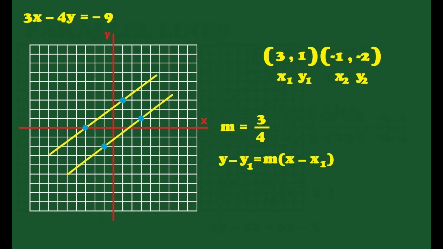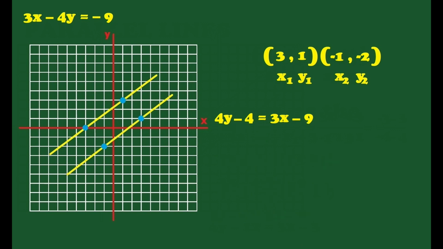Now let us substitute using the point slope form. Next, we multiply the denominator to the left, and the numerator to the right. We now have 4y minus 4 equals 3x minus 9. We can now arrange the equation, moving all constants to the right. Now let's process the constants -9 plus 4.